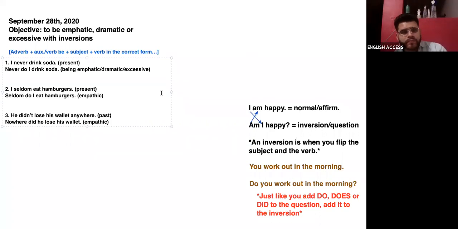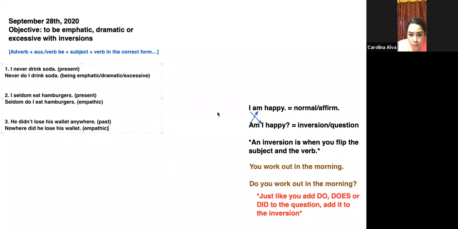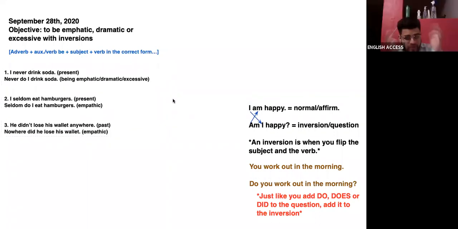Now, anyway, these are called inversions. They are a very advanced way of speaking. Nobody says this in real life, man. Only if you're playing this game. There's this game in English, and you know, if we were in a class, we could play this game, but it would be really weird. Never have I ever. I don't know if you have heard about this game.